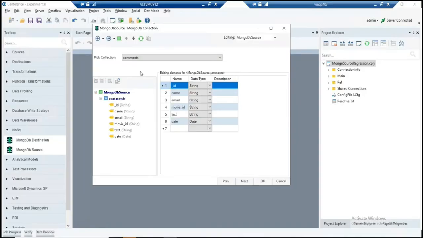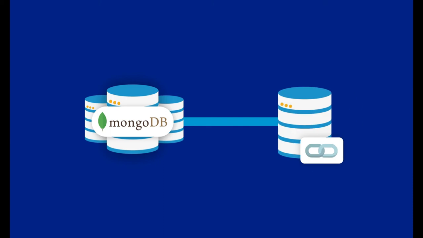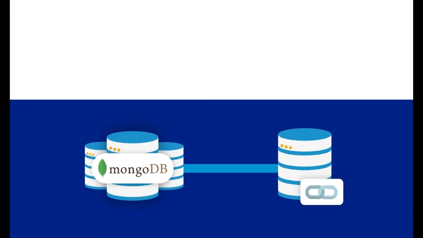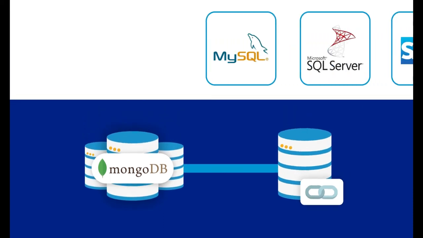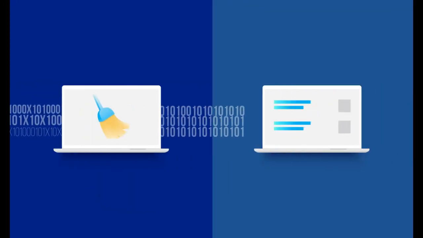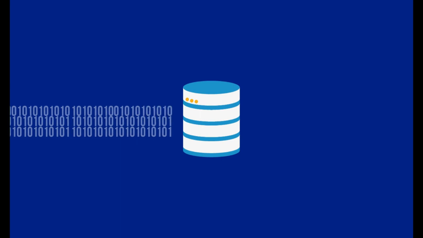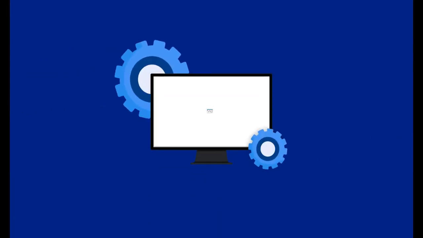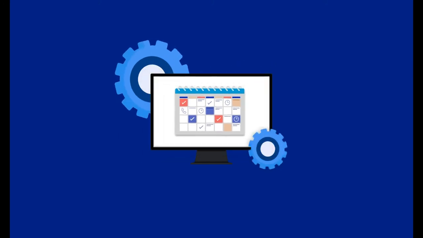Our solution automatically detects schema and maps your MongoDB data to a relational database such as MySQL, SQL Server, and more. Use Astera's data cleansing and validation features to ensure your data is always reliable. Automate the entire process using Astera's job scheduling and monitoring features.